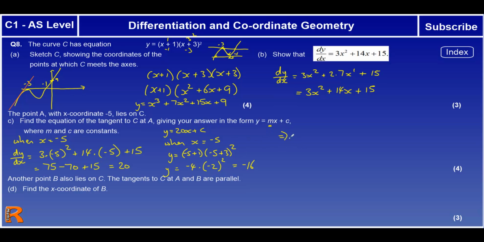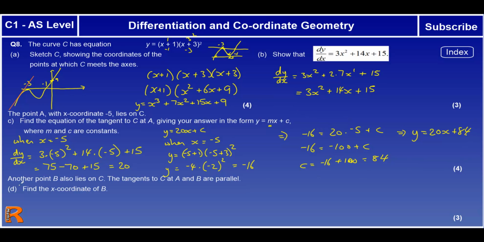So that tells us that -16 equals 20 times -5 plus the constant. So -16 equals -100 plus a constant. So the constant equals -16 plus 100, which is 84. So that tells us that y equals 20x plus 84, and that's the equation of the tangent.